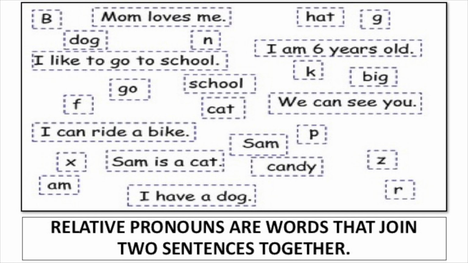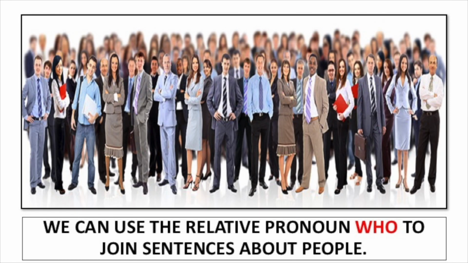So they're two different sentences. But sometimes we can use a word called a relative pronoun to link the two sentences into one longer sentence, which is what we'll learn how to do today. We can use the relative pronoun who to join sentences about people. Okay, so the relative pronoun to use with people like us, who.